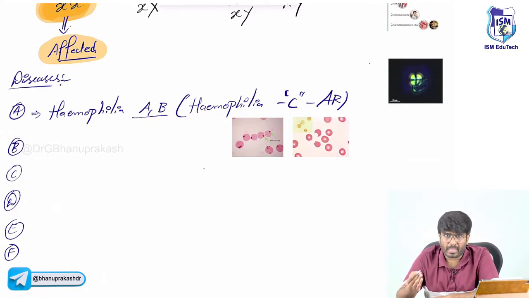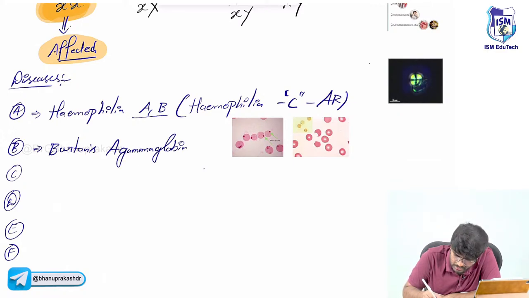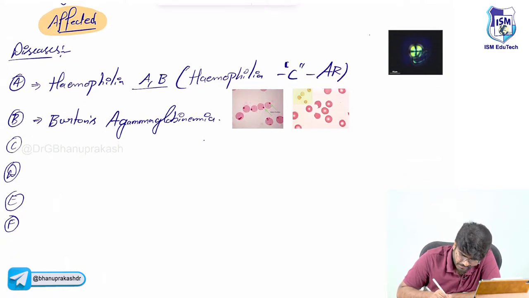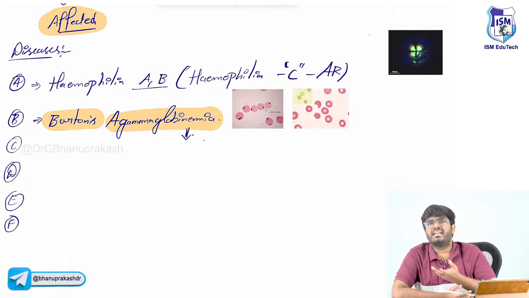B for Bruton's agammaglobulinemia. Bruton's agammaglobulinemia, sir. Now, imagine I am the person, you should know this. If I am the person who is having Bruton's agammaglobulinemia, I am the one who is suffering with this. It's an X-linked recessive disorder.